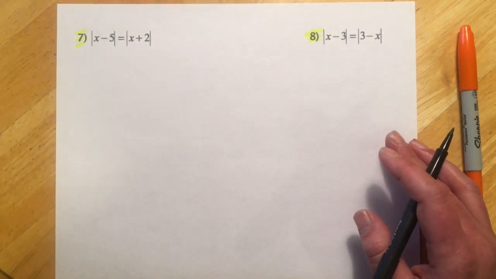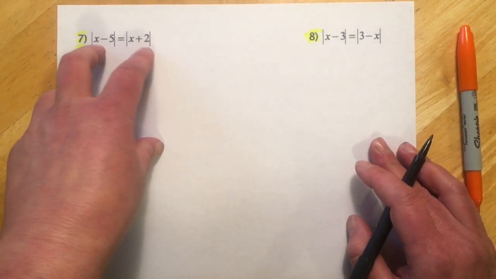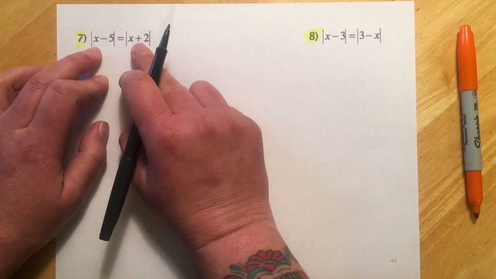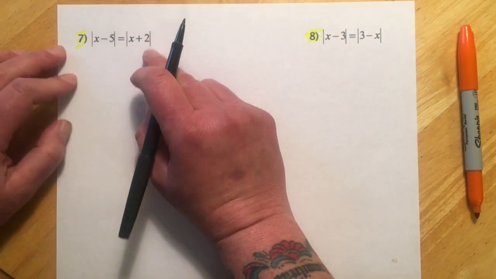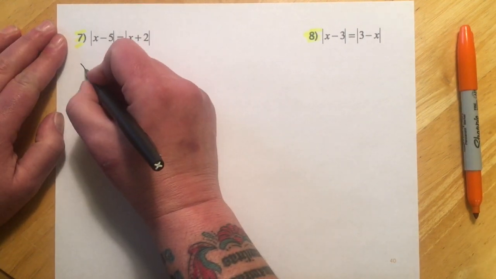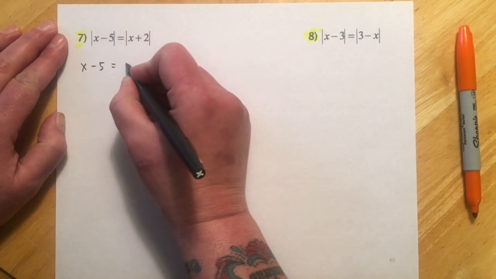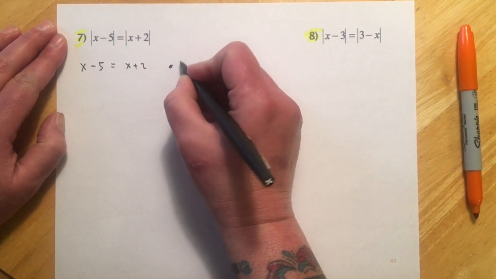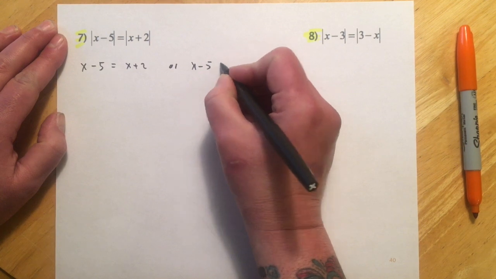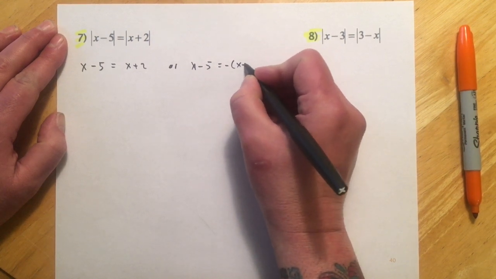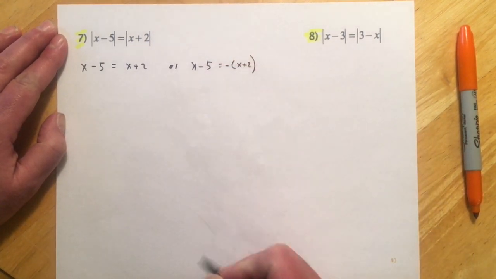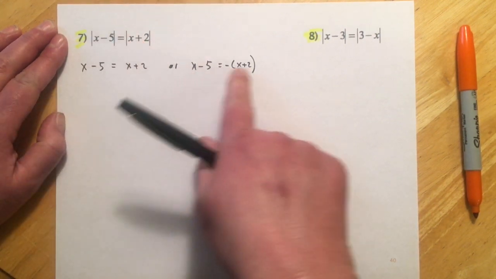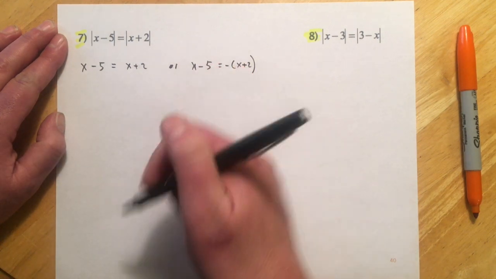Okay, so these next two are a little bit tricky. They are, so we have double absolute values. But it's the same idea. It's that either this stuff equals this stuff, or they're opposites. And so what I can do is I can say x minus 5 either equals x plus 2, or x minus 5 equals the negative of x plus 2. So the same way that we did this equals the positive or this equals the negative, we're still doing that. We're just doing it a little bit more algebraically.